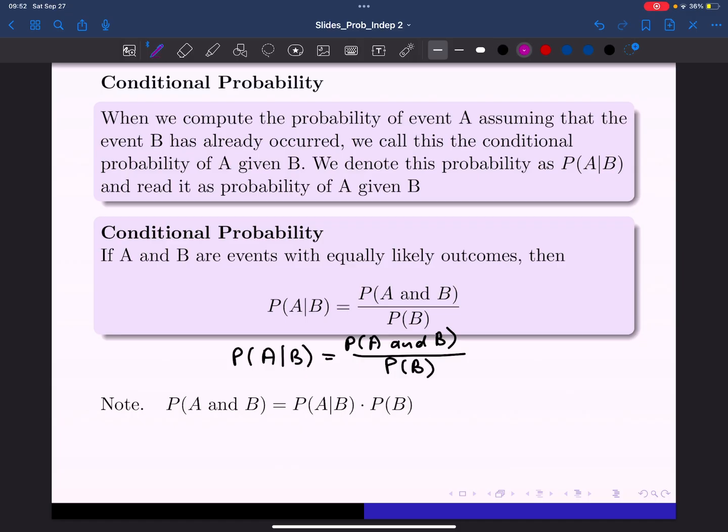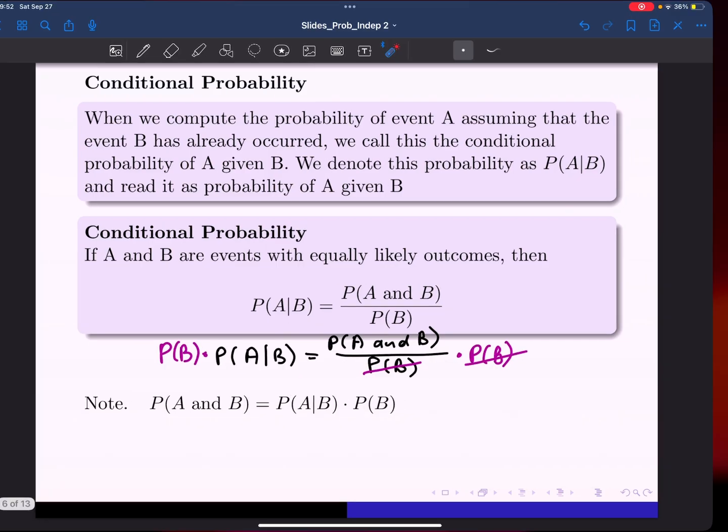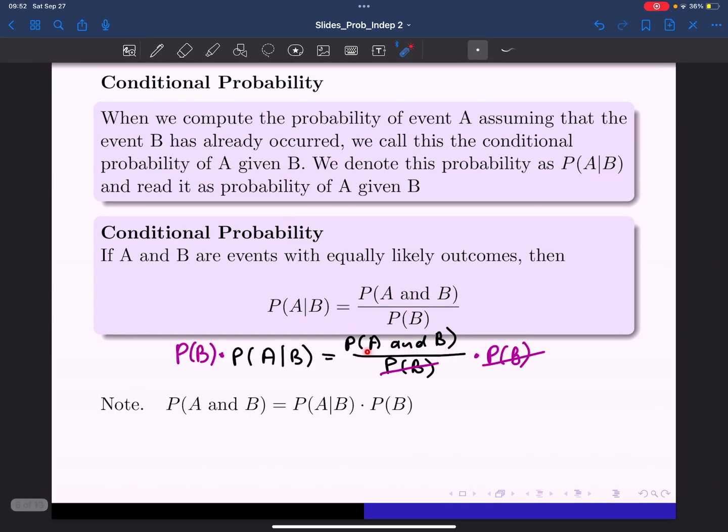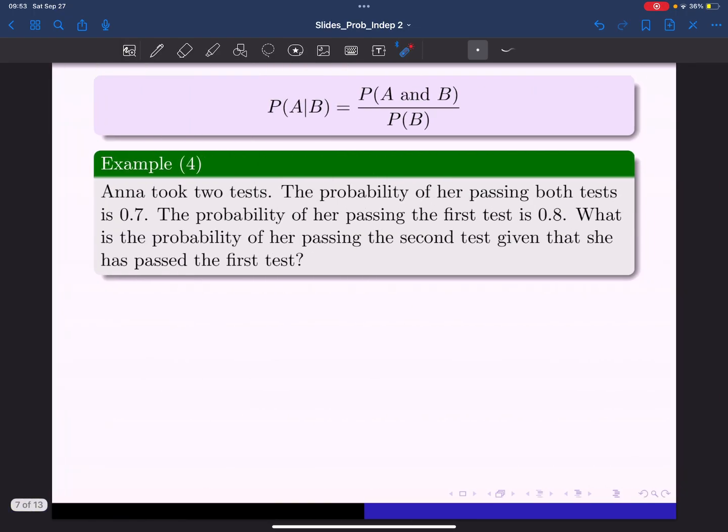Probabilities are numbers, so we can multiply both sides by the probability of B. This and this cancel out. So that's how I'm getting that the probability of A and B is equal to the probability of A given B times the probability of B. This formula comes from rearranging the original formula. So I rewrote the conditional probability, and let's see example 4.